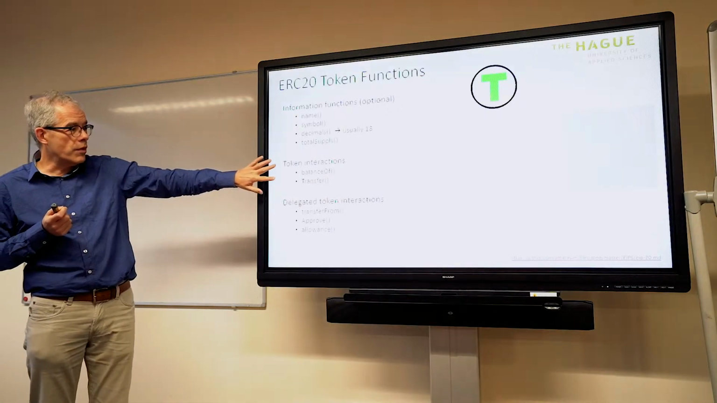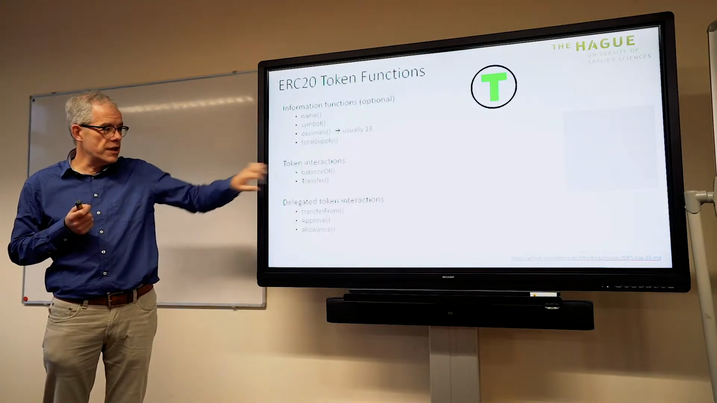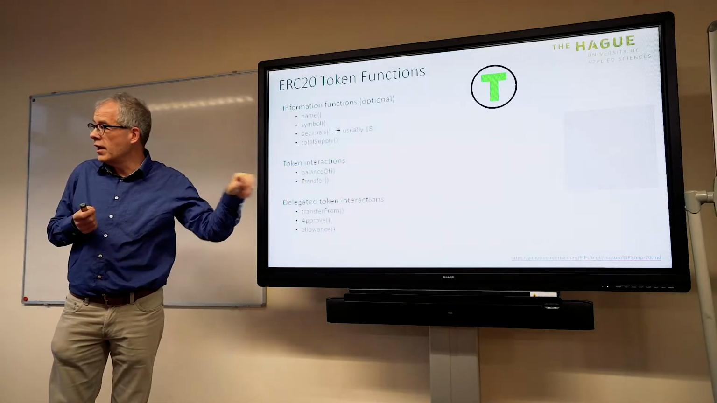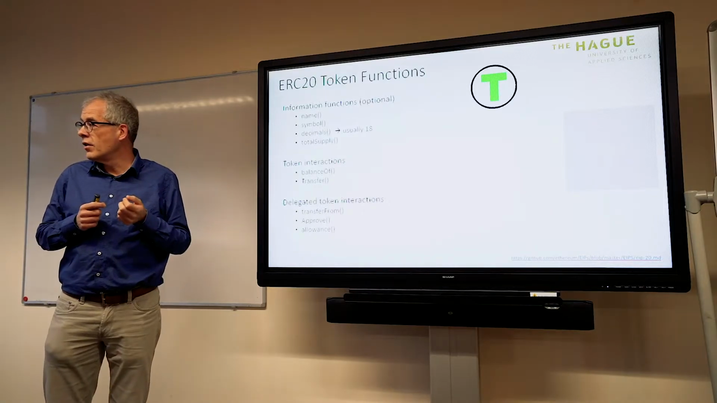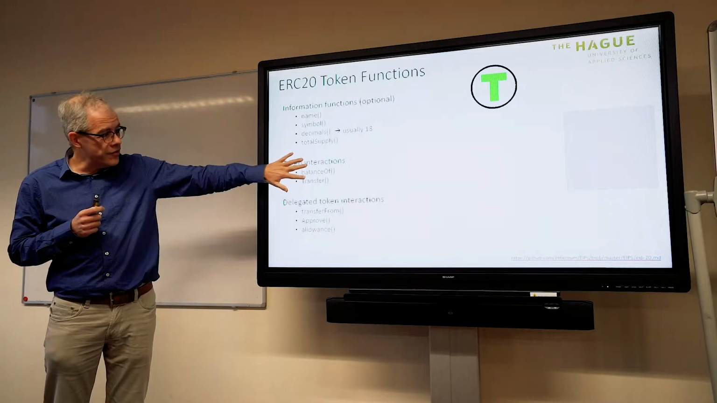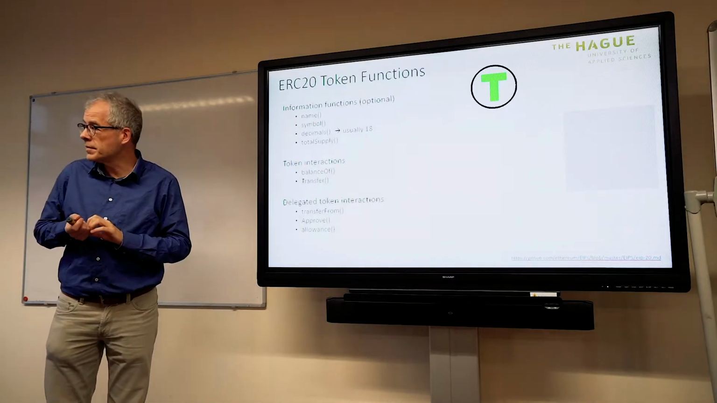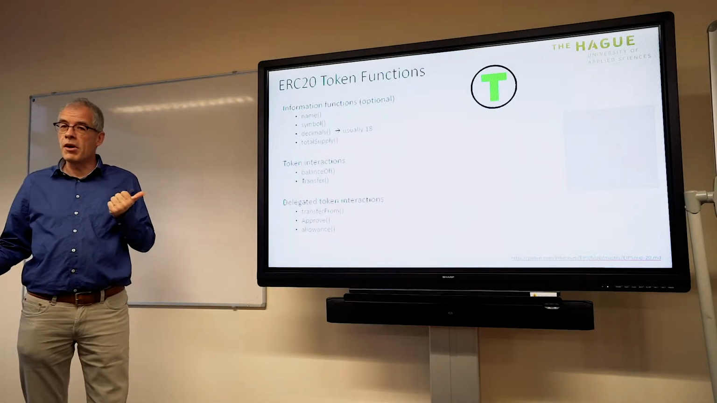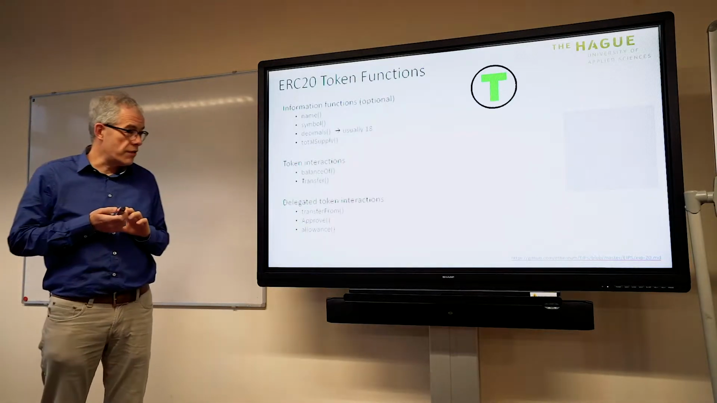Now then there are 2 functions. This is actually the main functionality. You can transfer a token to somebody else, and you can see which address has how many tokens. So if you've implemented these 2 functions, you already have an ERC20 contract, which you can use with MetaMask to transfer tokens. So it's pretty straightforward.